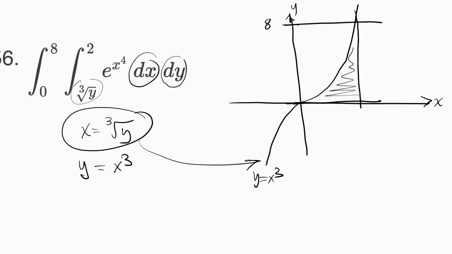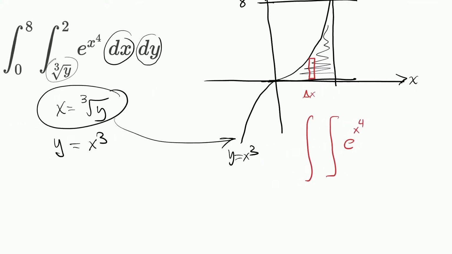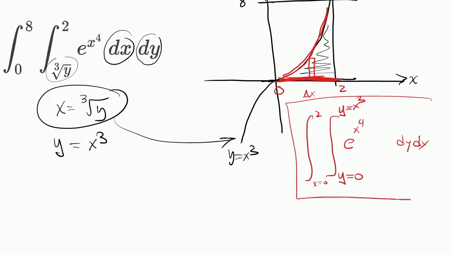Okay, so now that we've got the region figured out, what we're going to do is replace the horizontal rectangle, because this dy on the outside means it's a horizontal rectangle, and make it into a vertical rectangle. That's a delta x now. Let me just set this up for you. We won't do it fully, but once we have it set up, it's not difficult to do. I know it looks scary, but it's not difficult. So notice that the outer integral, x goes from 0 to 2. The inner integral, y goes from 0, that red line there, to whatever this line is, that's y equals x cubed.